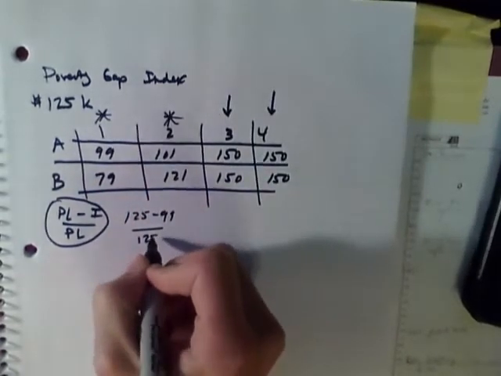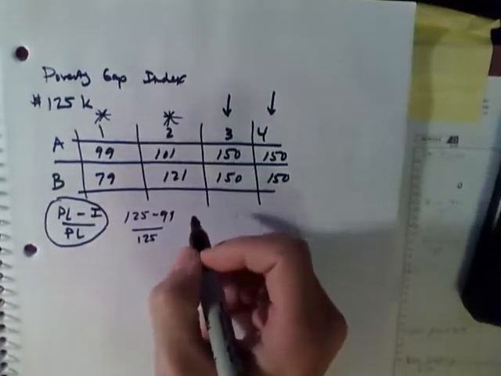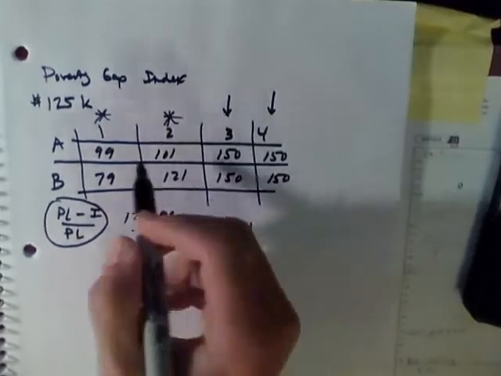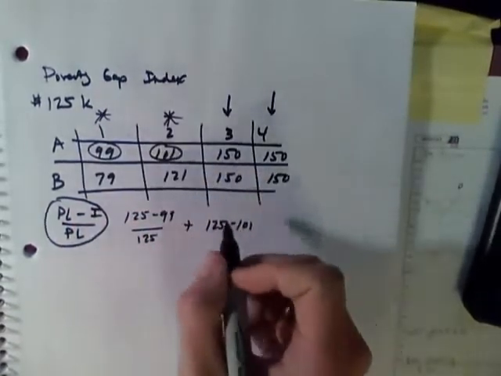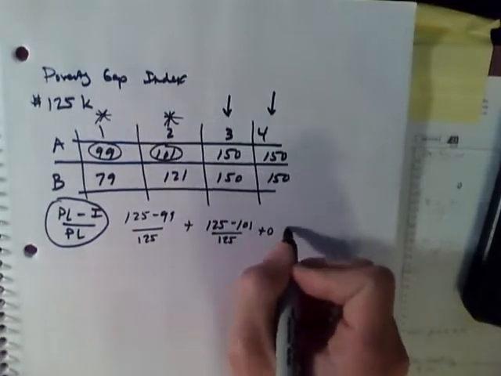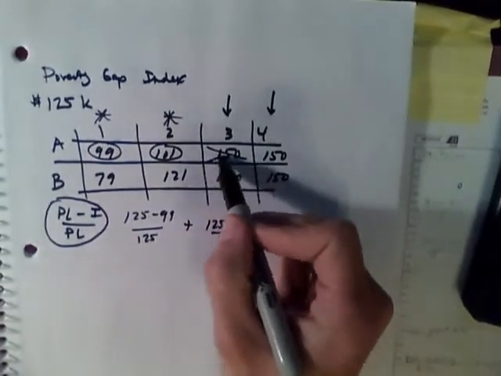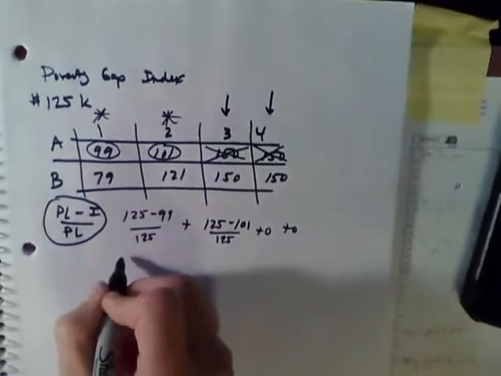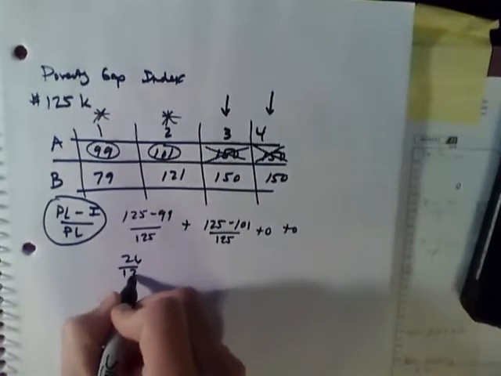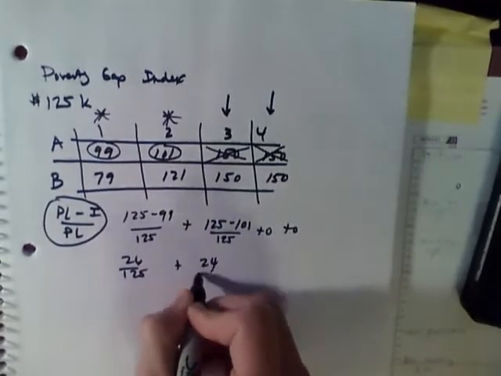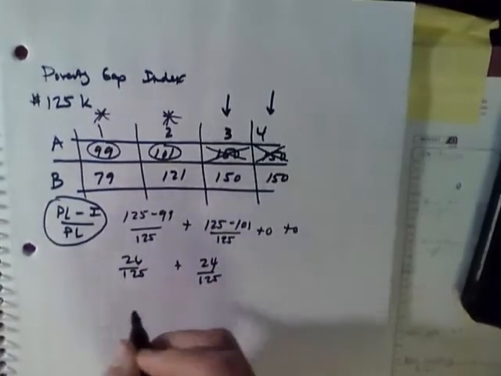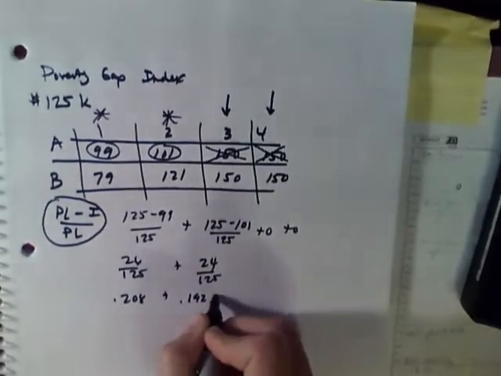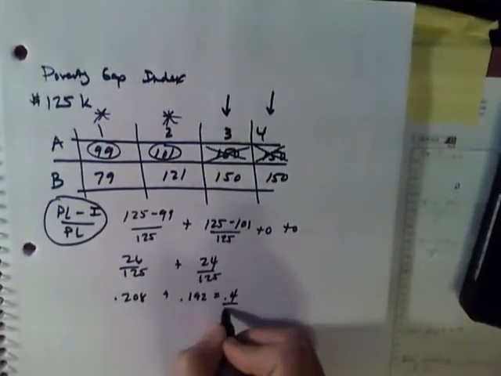over 125. And then plus 125 minus the 101, right, because we're using these numbers right here first, over 125, plus 0, because these people are not included because they make too much money. They're fine. So the percent change, what you're getting is 26 over 125 plus 24 over 125. That equals 0.208 plus 0.192 equals 0.4 over 4.